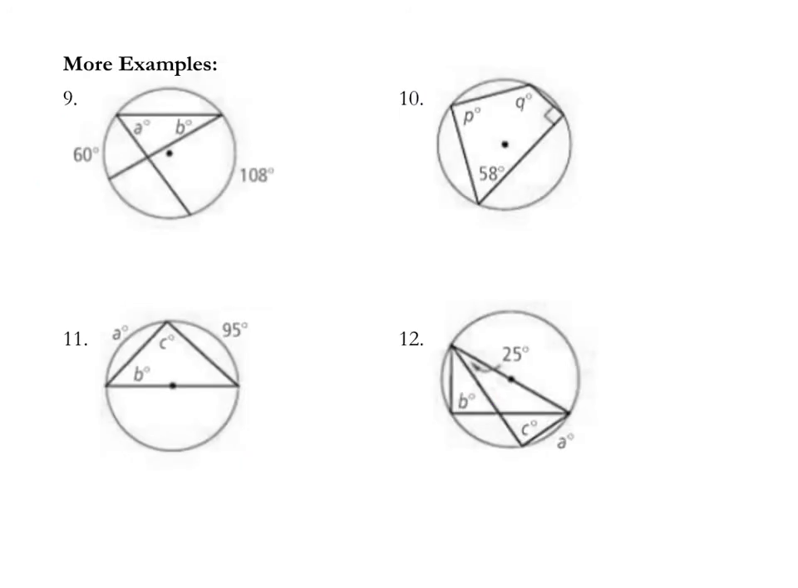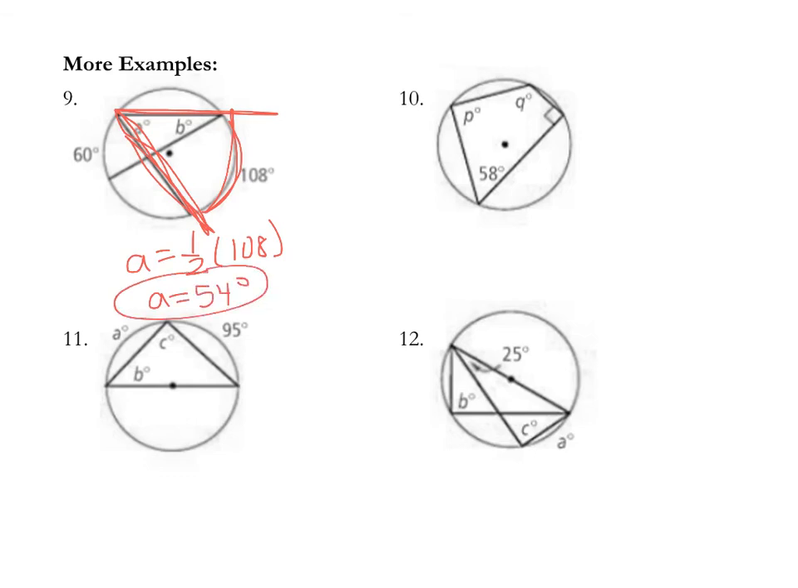Alright, and then this is just a bunch of mixed examples here using the different properties we talked about. So for number 9, if I want to find angle A, again, the first thing I do is trace around it just so I can get the visual on what's inside of it. The 108 is inside of angle A, but since it's on the circle, I have to take half. So angle A is going to be half of 108, which means A is 54 degrees. And then to find B, if I trace around that, it has the 60 inside of it. So I'm going to do half of 60, and B is going to be 30 degrees.